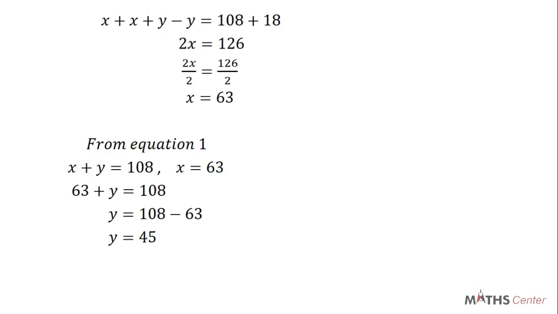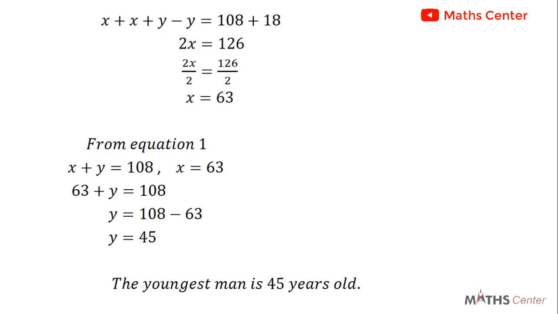So what that means is that the age of the oldest man is 63 and the age of the youngest man is 45. So we can say that therefore the youngest man is 45 years old. Remember, the question said if you add their ages, you should get 108. So 63 plus 45 is giving us 108. Then the difference between their ages is 18. And 63 minus 45 is also 18. So it means that our answers are correct because it satisfies the condition that was given to us in the question.